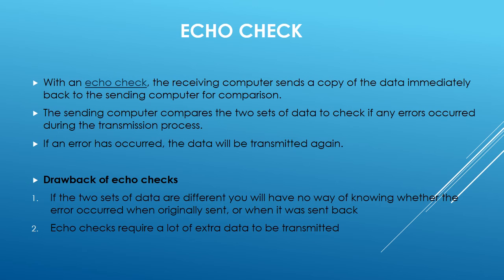Echo check. With an echo check, the receiving computer sends a copy of the data immediately back to the sending computer for comparison. The sending computer compares the two sets of data to check if any error occurred during the transmission process. If an error has occurred, the data will be transmitted again.